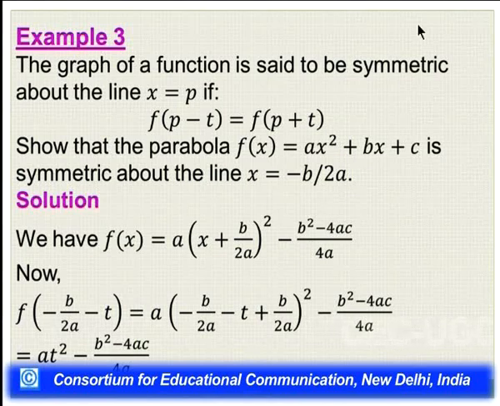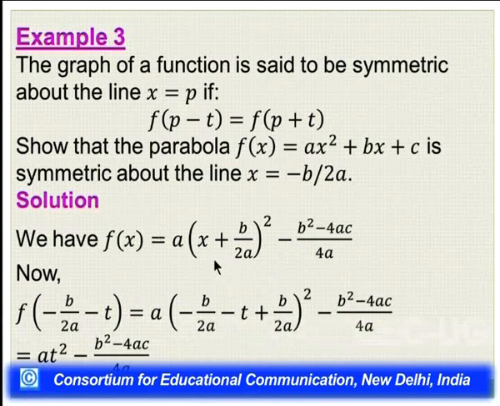So we are going to show here that this line x equal to minus b by 2a is the axis of symmetry for our parabola. And to show that, we'll have to show that f of (minus b by 2a minus t), because here our p is minus b by 2a, is equal to f of (minus b by 2a plus t). Now note here, again we're going to be using this version of f of x which we just derived, which is a times (x plus b by 2a) the whole square minus (b square minus 4ac) divided by 4a.